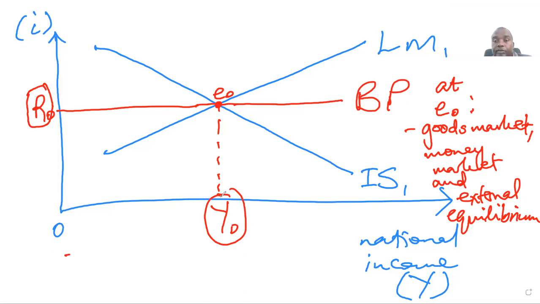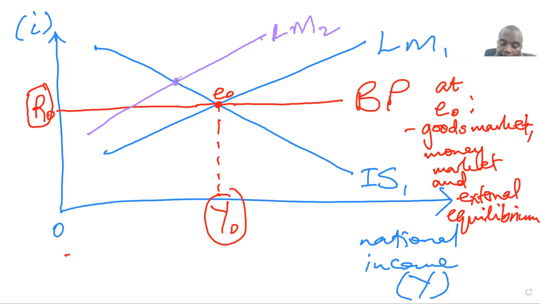But let us assume all of a sudden there is a liquidity crunch in the economy. If there is a liquidity crunch in the economy, we know that the tightness in liquidity will cause an increase in interest rates. But how does the liquidity crunch play out? It plays out as an upward shift of the LM curve from LM1 to LM2.